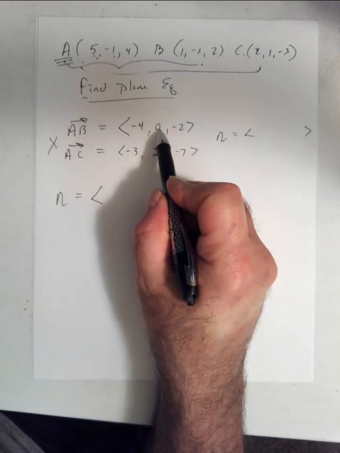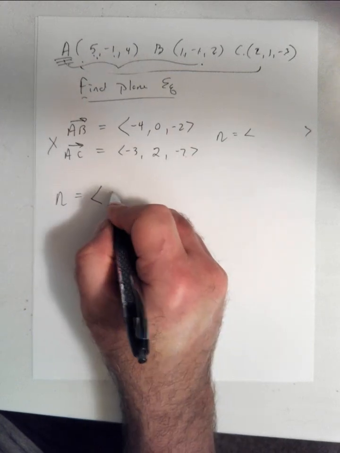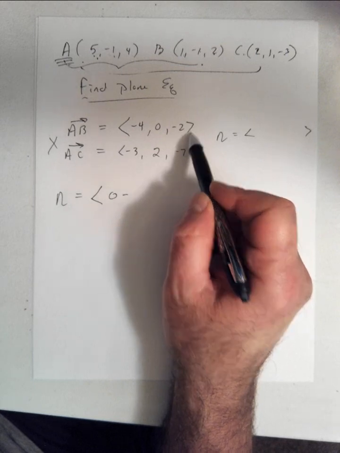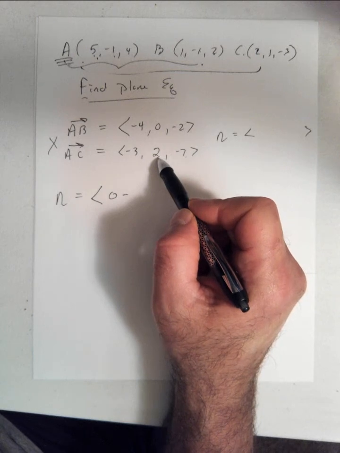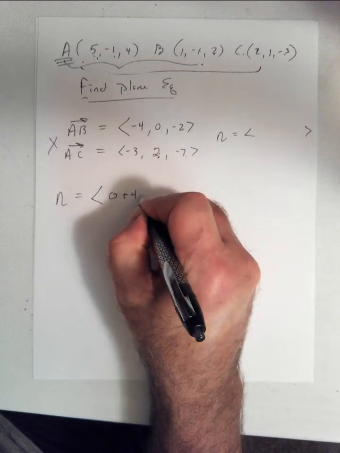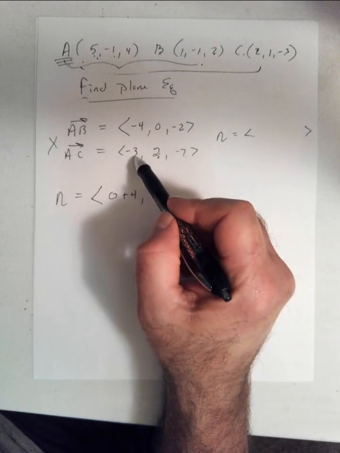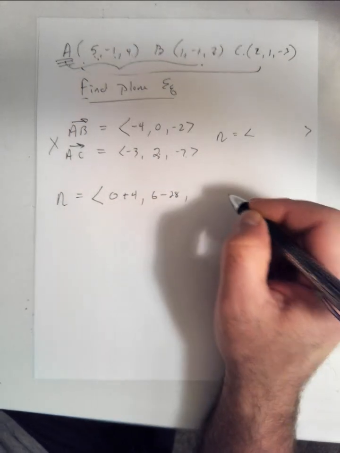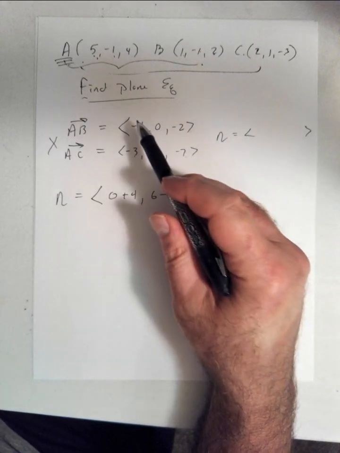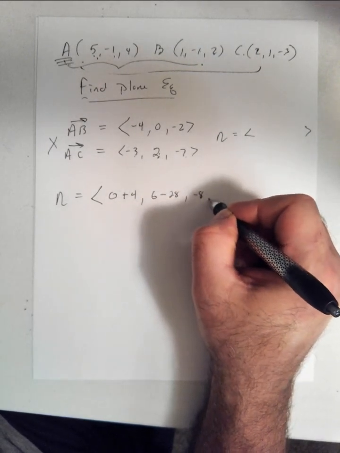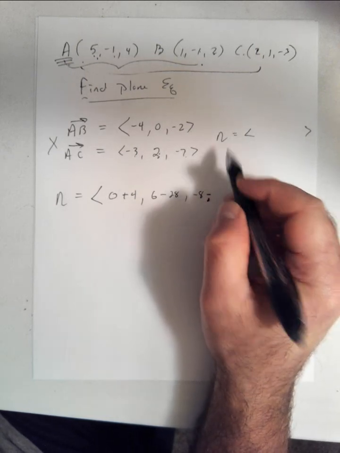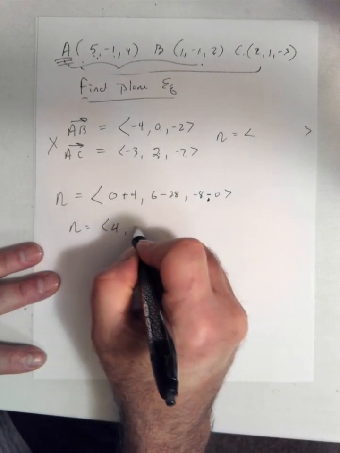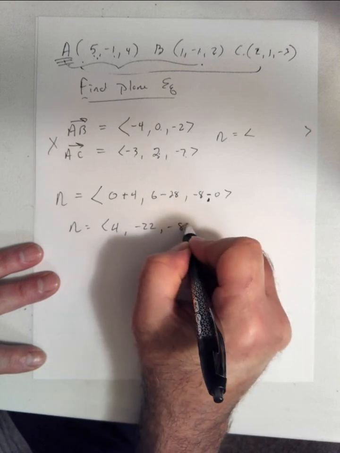So again, we got the second times the third, so that's 0, minus the third times the second. Whoops. So that's negative 4. Sorry. And I got third times the first, so that's 6, minus the first times the third, which is 28. And then we've got first times the second, that's negative 8, minus second times the first is 0. So my normal vector for this particular plane is going to be 4, negative 22, negative 8.